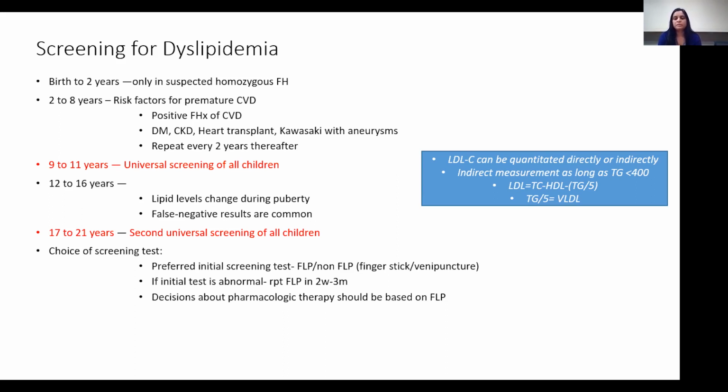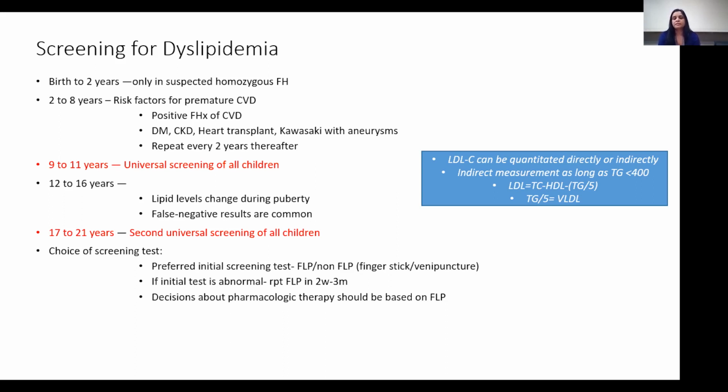I just want to throw this one out. LDL-C can be quantitated directly or indirectly. In the lipid profile, what we generally see is the indirect LDL, and this is how they calculate it. LDL is the atherogenic cholesterol, so that is equal to total cholesterol minus non-atherogenic HDL minus atherogenic VLDL. VLDL is nothing but triglycerides divided by 5. So that's why it is an indirect measurement.